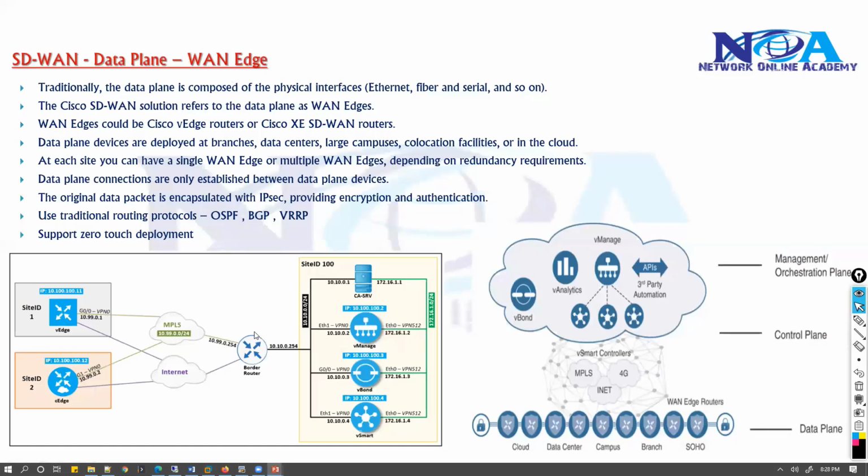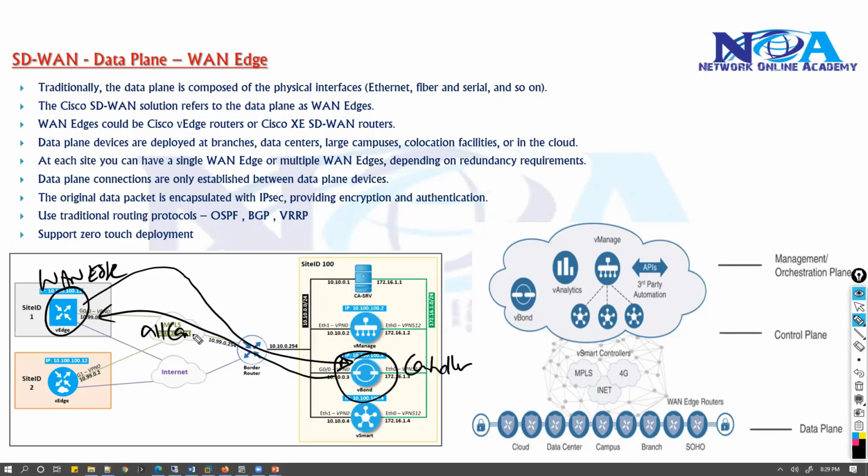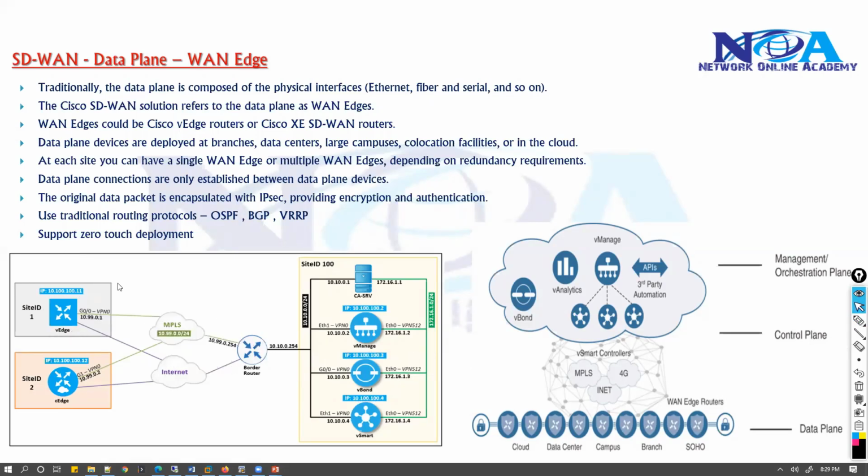So again, it supports zero-touch deployment, which means even though you are adding a new WAN Edge device here, this WAN Edge device is capable of connecting to your remote controller, and from there it will be able to get all your configurations. So you can push the configurations in the form of templates, and this device can come up and become a part of the network in less time, and that is what we call automatic provisioning or zero touch deployment.